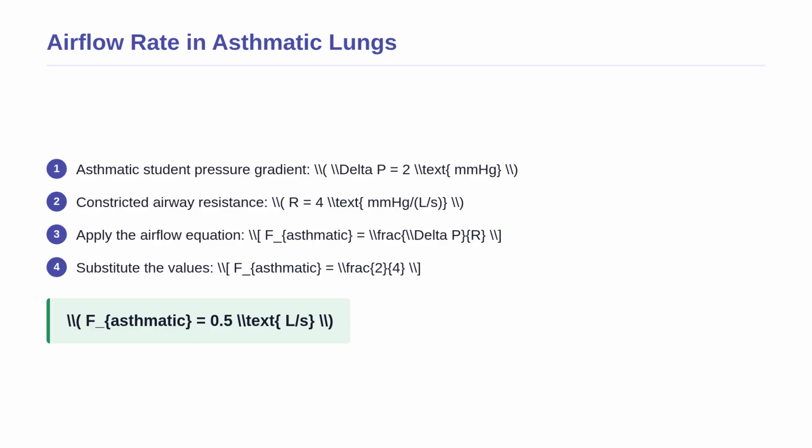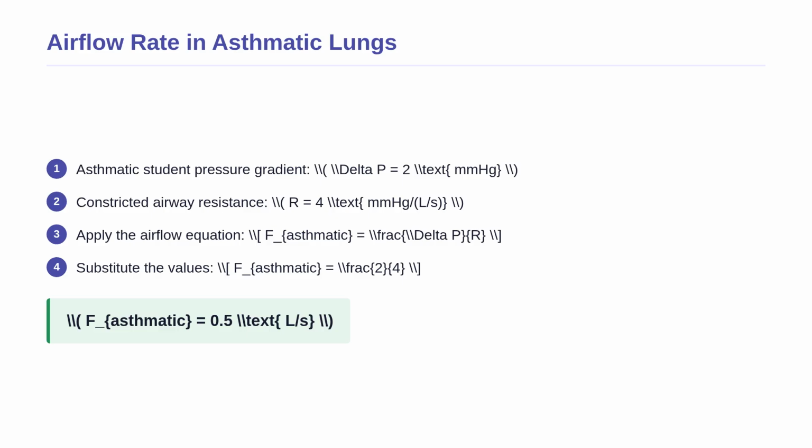Now, let us compare that healthy student to an asthmatic student. The given information states that the asthmatic student generates the exact same pressure gradient of 2 millimeters of mercury. Their breathing muscles are working just as hard. However, their constricted airways have a much higher resistance of 4 units.